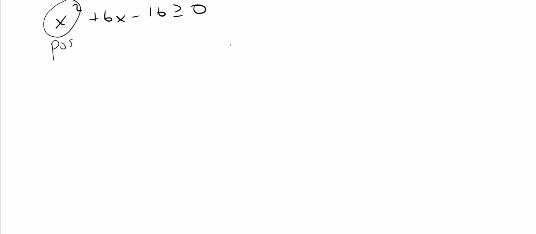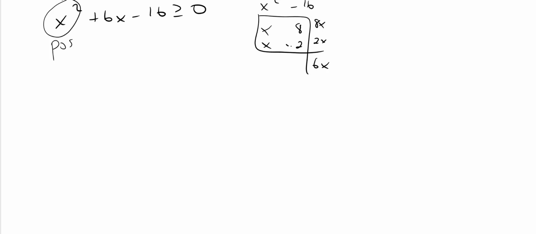Okay, so what I'm going to do is I'm going to do a factor box. And I'm going to get x squared and -16 and 6x. So I get x and x. And 16 is going to be 8 and 2. That's going to be 8x and 2x. And then it's got to be a positive 6x, so this one's got to be negative, right? To make it 8x minus 2x is 6x. And again, you might be factoring a little bit different depending on what you do here, but I just did the factor box, so you should know how to factor.